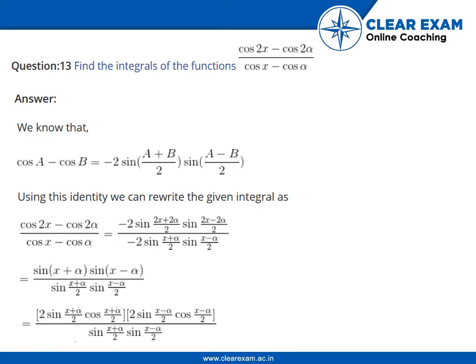Hello guys, welcome back for another question from the chapter integral functions, and let us see what we have as our question. We have to find the integral of the function (cos 2x minus cos 2 alpha) divided by (cos x minus cos alpha), and we have to integrate it with respect to x, or dx, whatever you say. Now the question may look difficult at first sight, but it can be broken down into a simplified expression with the help of some trigonometric identities.